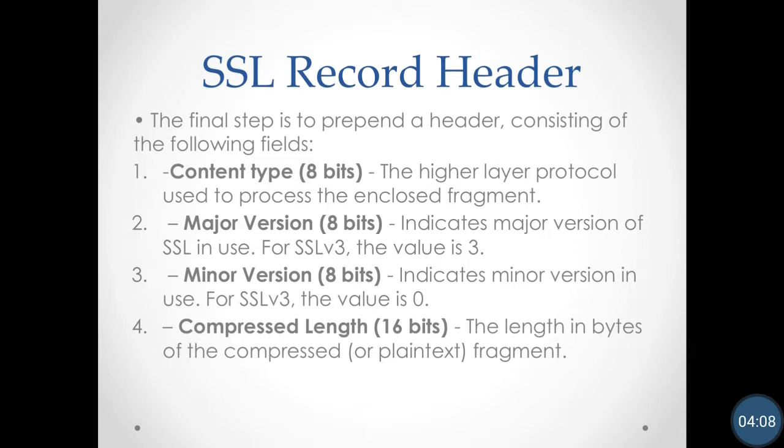Content type gives us description about the protocol used to process the enclosed fragment. Major version value is 3 for SSL version 3. Minor version value is 0 for SSL version 3. Compressed length is the length in bytes of the compressed fragment that we saw in the previous diagram.